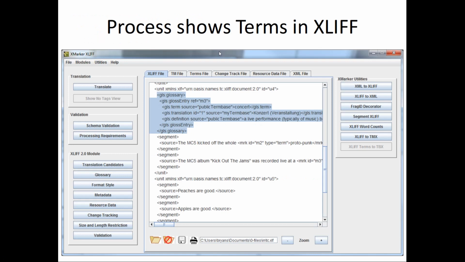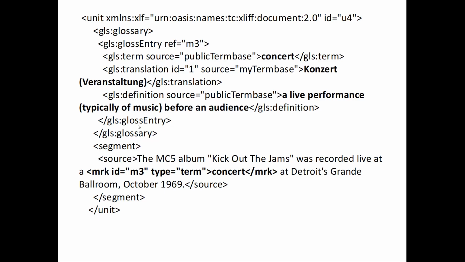So then the process shows we've matched the term, the potential term, and embedded that in the glossary module in the XLIFF file. So now in the XLIFF file we have this term that's called out by the mrk element, and we've matched that term in the TBX file, and then the translator can say, okay, it's a live performance, typically of music before an audience. Now I know how to translate that term.